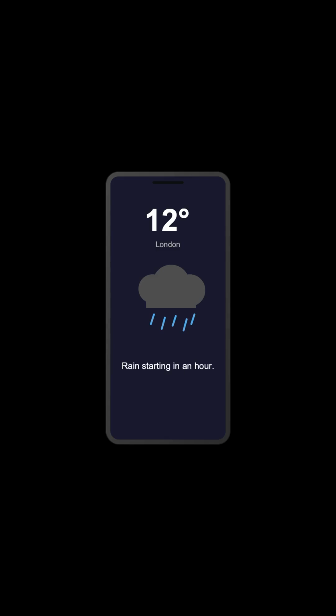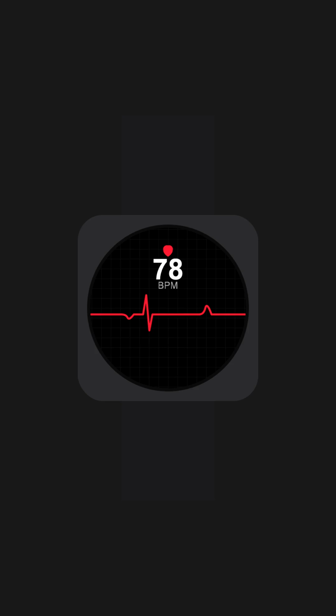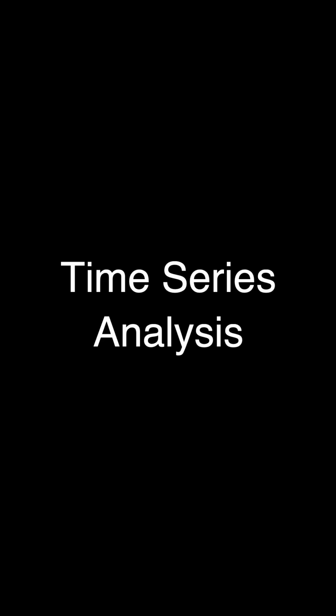Ever wonder how your phone knows it is going to rain in an hour? Or how do trading applications predict if a stock price will go up? Even the health tracker on your wrist uses this powerful technique. They all use a secret code to look into the future. It is not magic, it is a method called time series analysis.